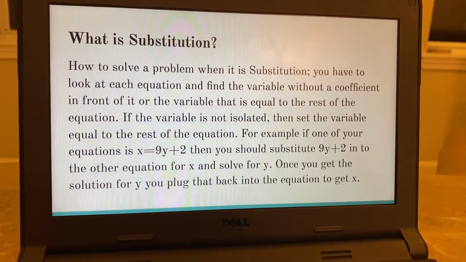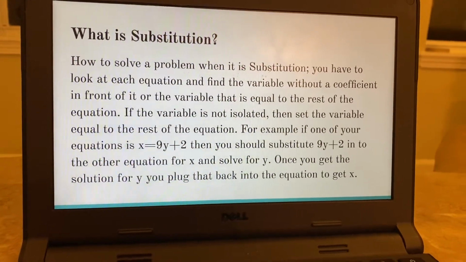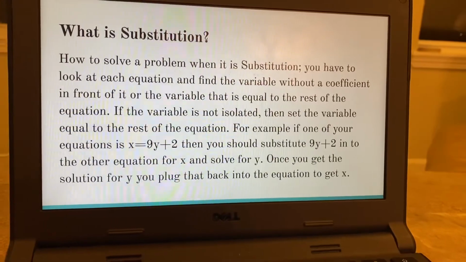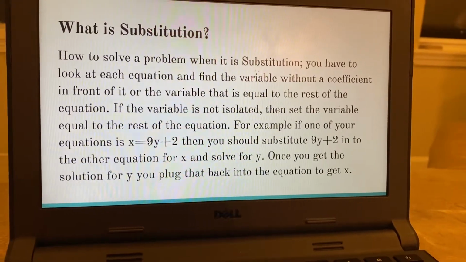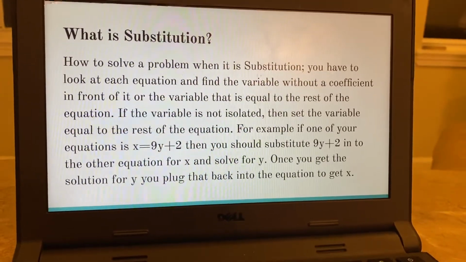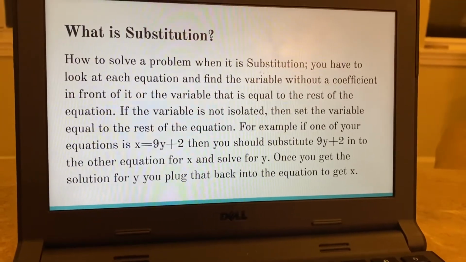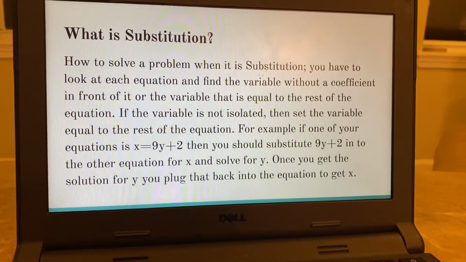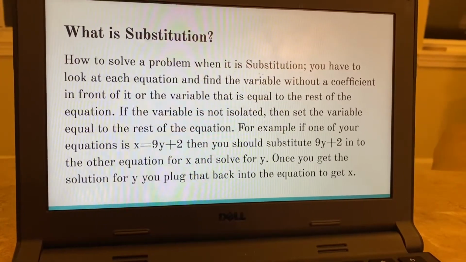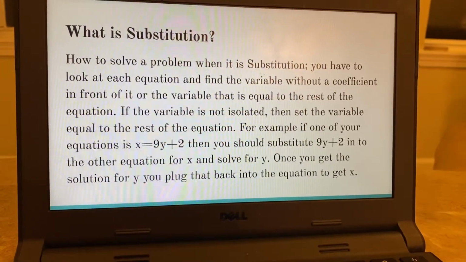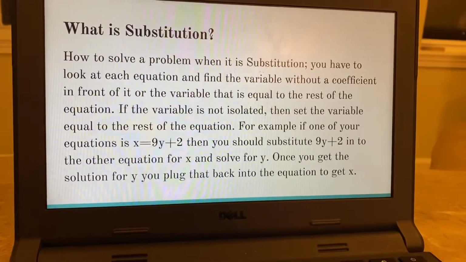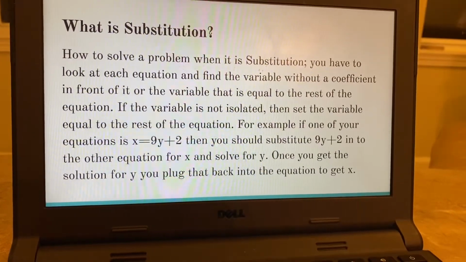What is substitution? How to solve a problem when it is substitution? You have to look at each equation and find the variable without a coefficient in front of it, or the variable that is equal to the rest of the equation. If the variable is not isolated, then set the variable equal to the rest of the equation.